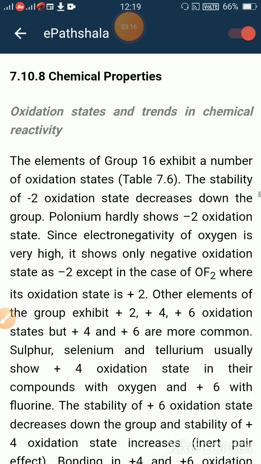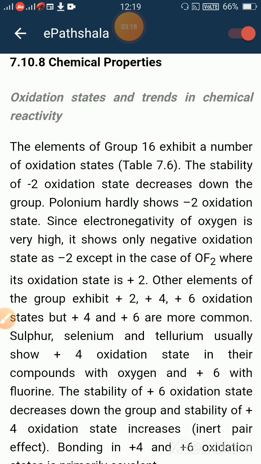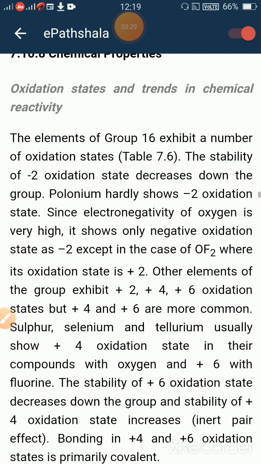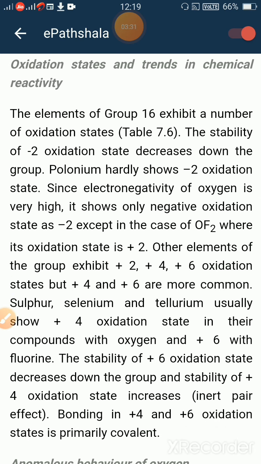Since electronegativity of oxygen is very high, it shows only negative oxidation state as -2, except in case of OF2, where its oxidation state is +2. Other elements of the group exhibit +2, +4 and +6 oxidation states, but +4 and +6 are more common.